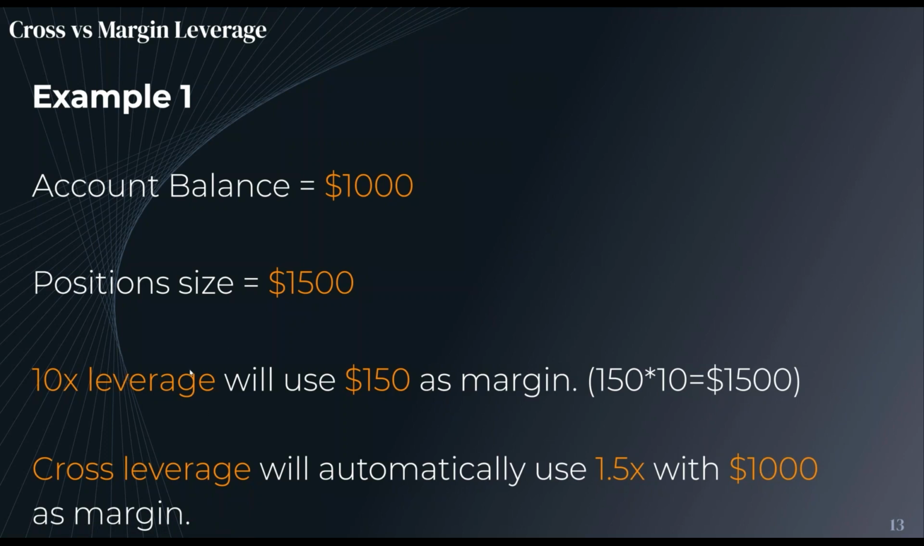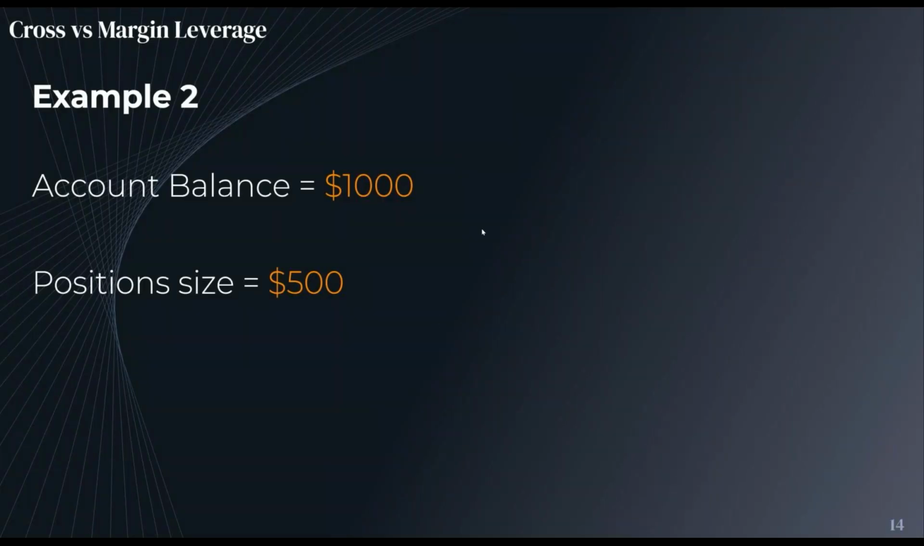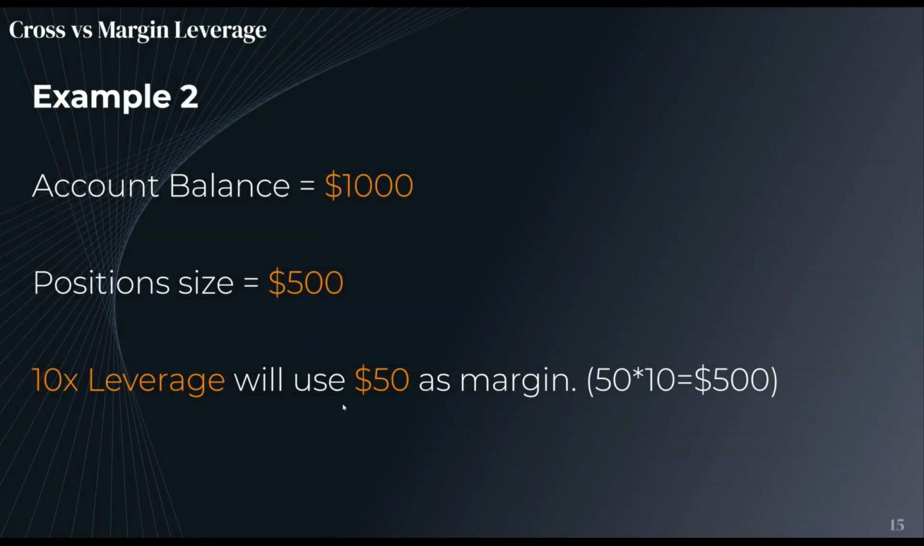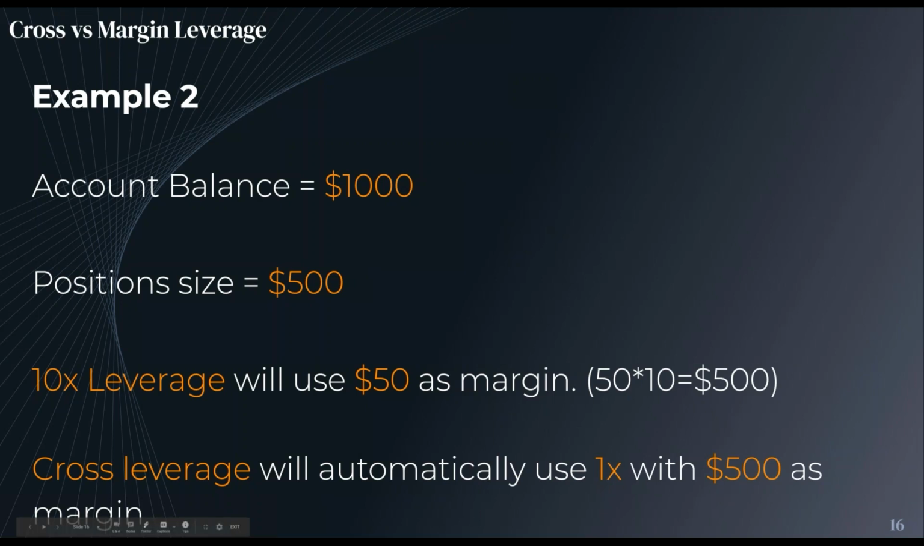With fixed leverage, you decide how much leverage you want to use. With cross leverage, it automatically uses your entire account as margin. Now I'm going to present one more example in case you haven't fully understood the difference yet. In example 2, our account balance is going to be $1,000 again, and the position size we're trying to open is going to be $500. With 10x leverage, we would use $50 as margin. However, if we were using cross leverage, we would automatically use 1x leverage with $500 as our margin, because we can use our entire account to open the position. Hopefully now you understand the difference.